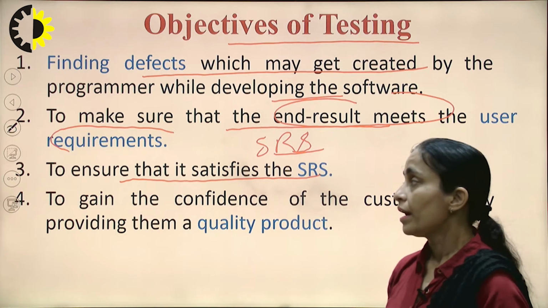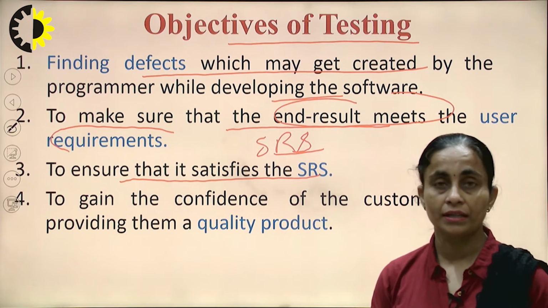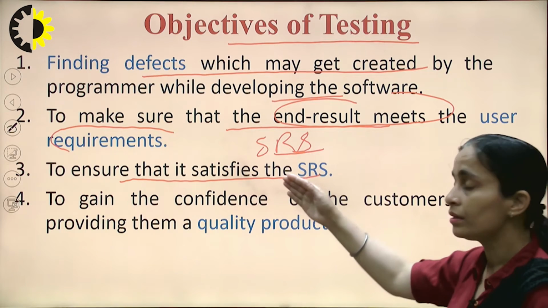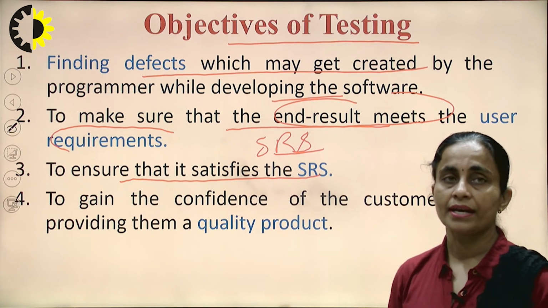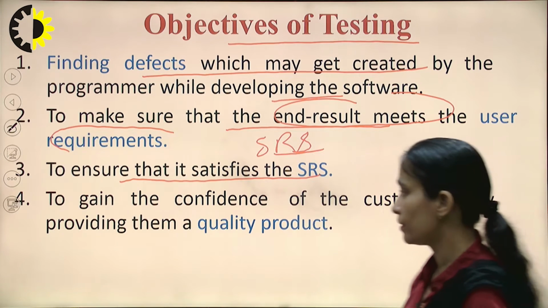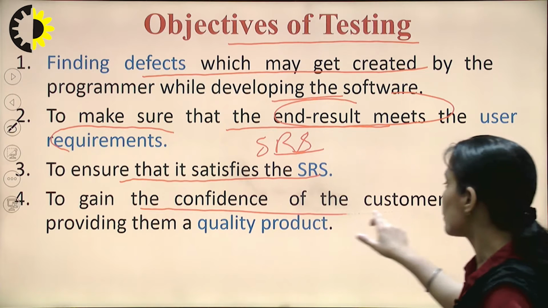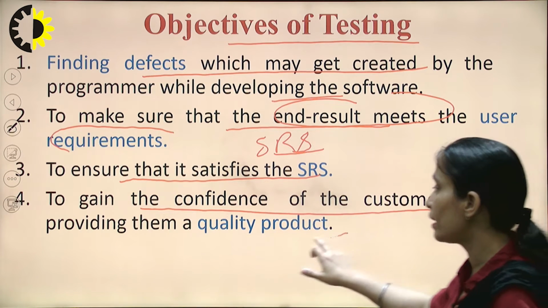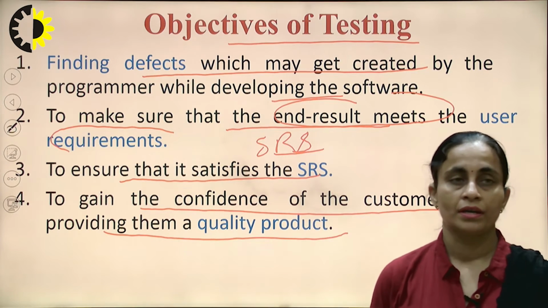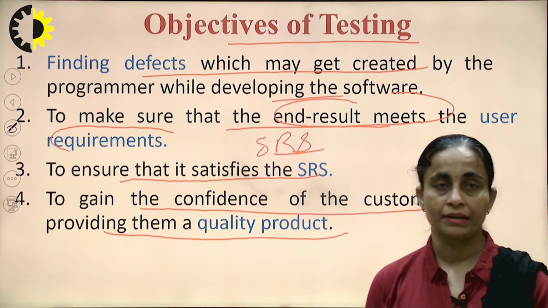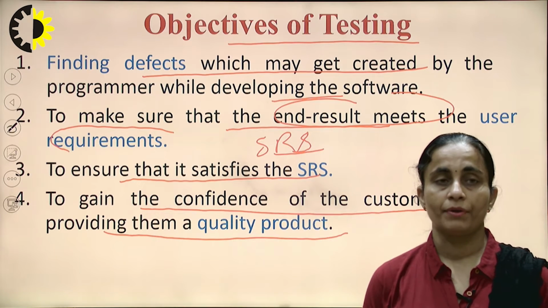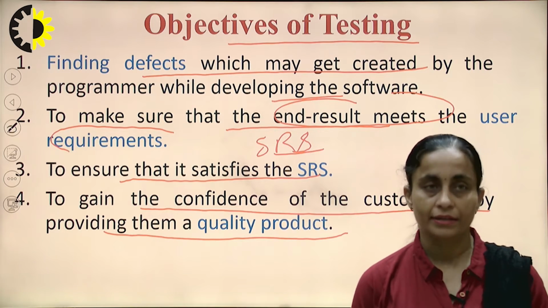So whatever has been mentioned in the written SRS document, ensuring that we satisfy that SRS should be part of the objective of our testing. Then, to gain the confidence of the customers by providing a quality product. See, if we are making some product and delivering it in the market and everyone is praising it, why are they praising it? Because it is giving me the correct output.